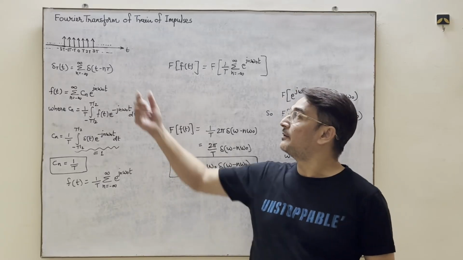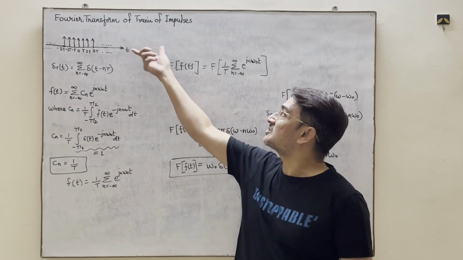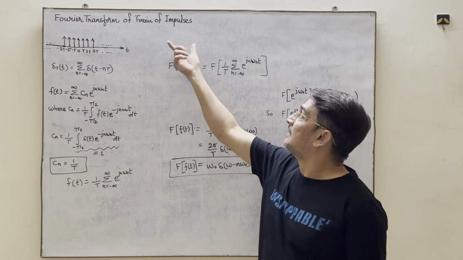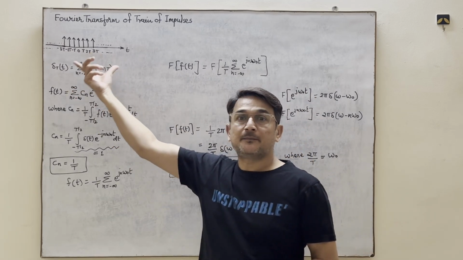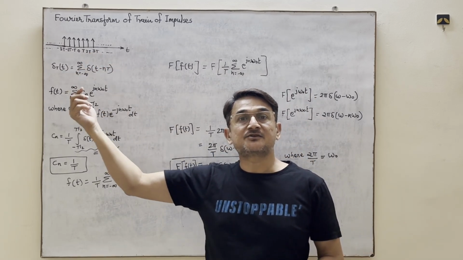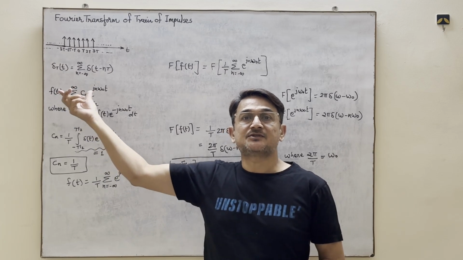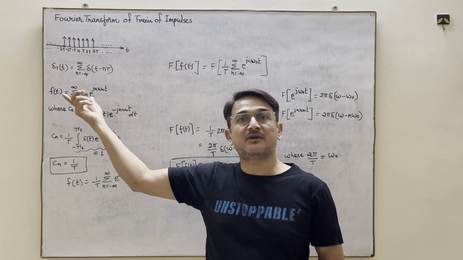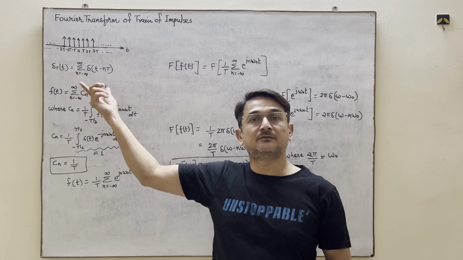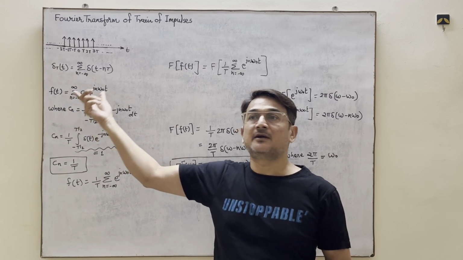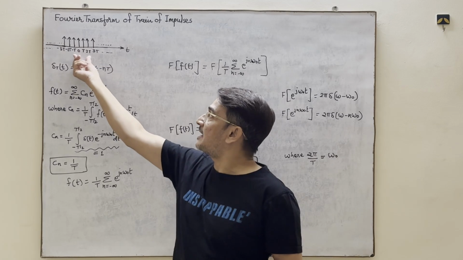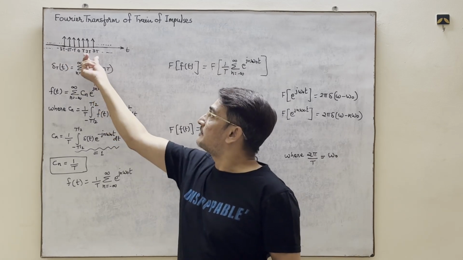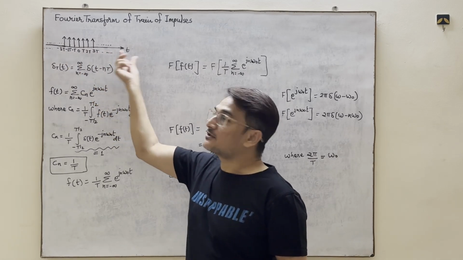In this video, we are going to calculate the Fourier transform of a train of impulses. Train of impulses means we have a unit impulse function which exists at t is equal to 0. So that means the function will give value at t is equal to 0 only. Train of impulses means there are various impulses which exist at t is equal to 0, t is equal to capital T, 2T, 3T and so on.